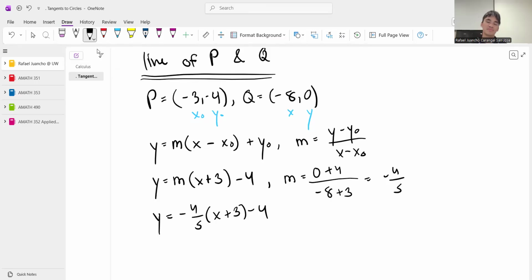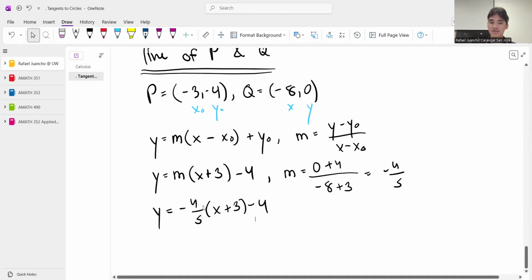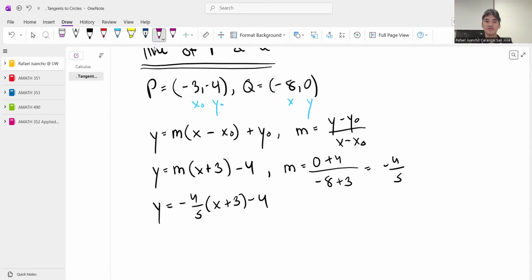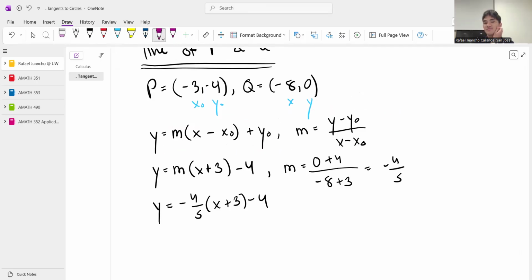That's the line. So what I did was I just picked x naught, y naught, and x and y. Now I could do any, and it's still going to be the same line. But then I just have to follow this formula. I have to leave x and y alone in the formula, these two. All I need is to find x naught, y naught, m, and I'm good to go.